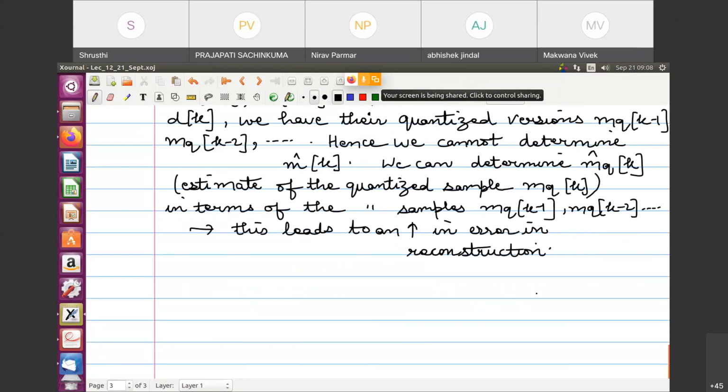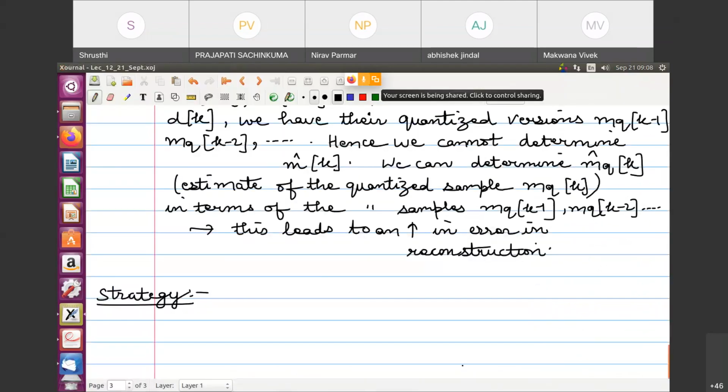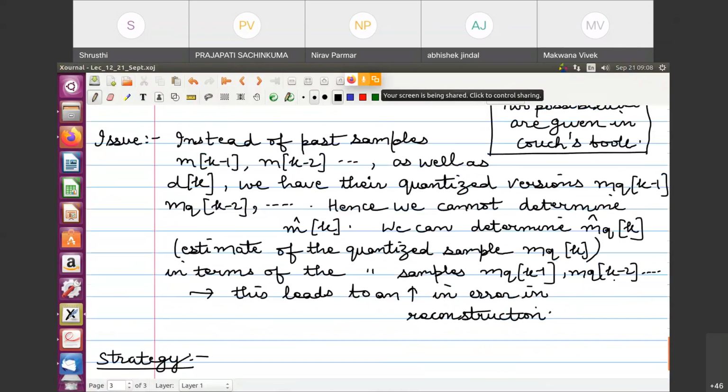So first of all, you are predicting, then you are predicting the quantized values. So this will definitely increase this error. So let us see the strategy to work this out. After knowing the strategy, after I draw the transmitter and receiver, you will definitely get to know what we are saying. Okay.